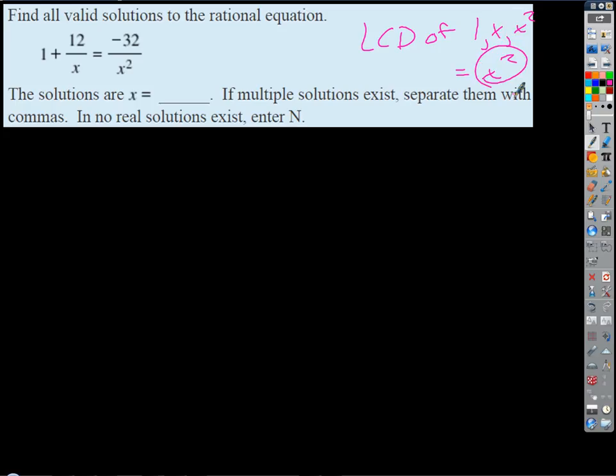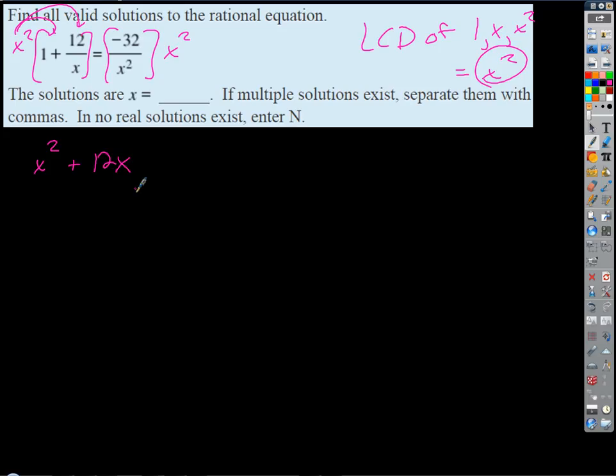Okay, so that's my LCD, right? If I look at all the denominators, I'm just going to distribute an x squared through to both sides. If I distribute the x squared to the 1, I just get x squared. If I distribute the x squared to the 12, I get 12x squared over x. Well, what's x squared over x? X, right? So when I distribute it there, I'm just going to get a 12x because one of the x's cancels.